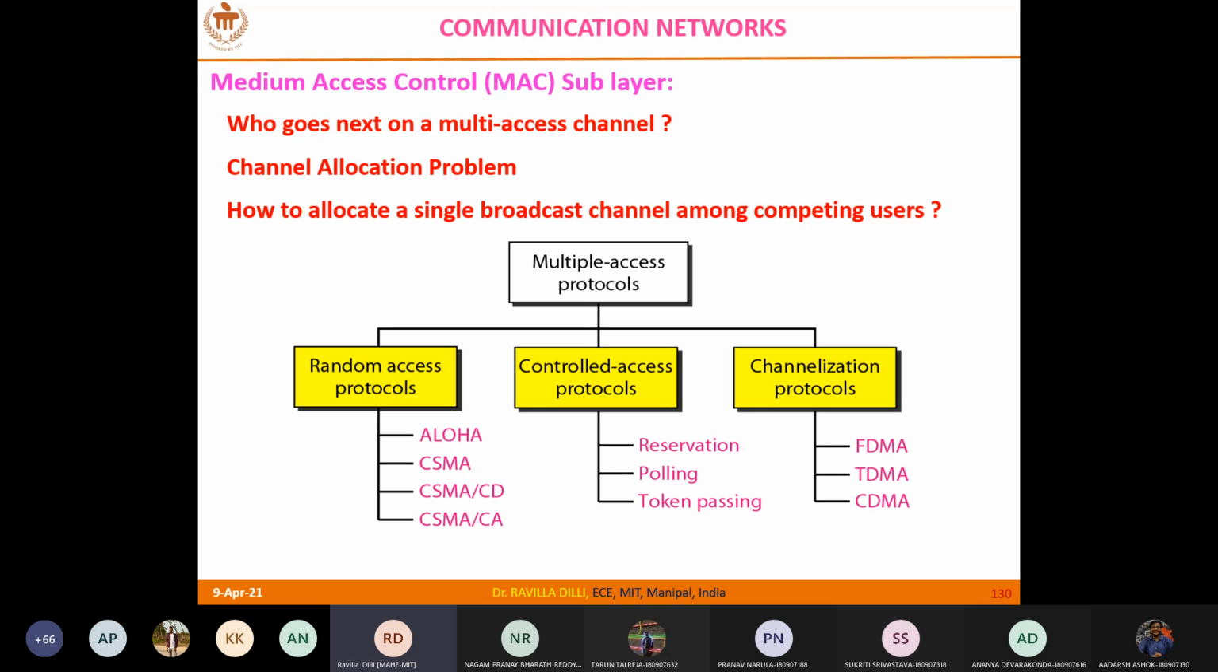Under random access protocols, there is Aloha. Under Aloha, again, you have pure and slotted Alohas, which were discussed in the last lecture. In today's lecture, we'll continue with the CSMA protocol along with CSMA/CD and CSMA/CA, followed by controlled access protocols, which are reservation protocols, polling, and token passing protocols. That is today's discussion. The channelization protocols were already discussed under the physical layer. Okay, let us continue with CSMA.